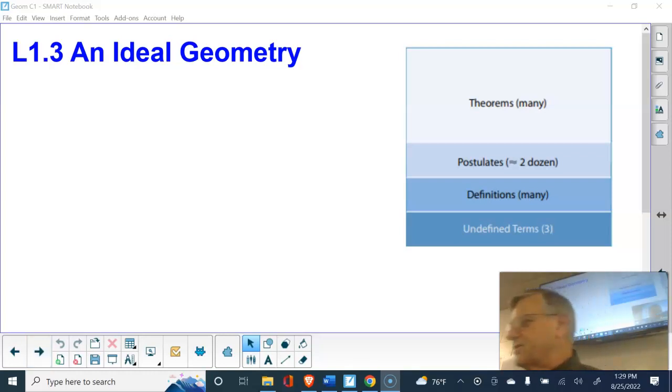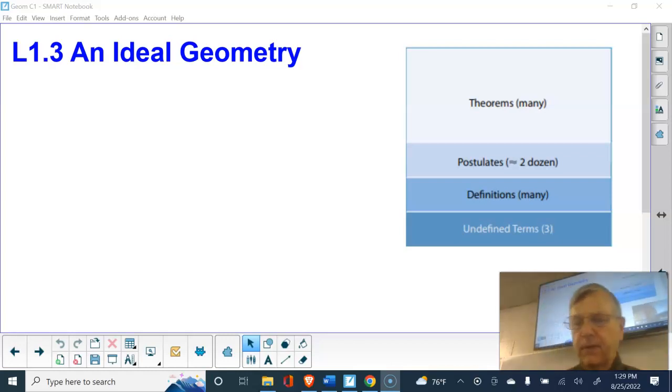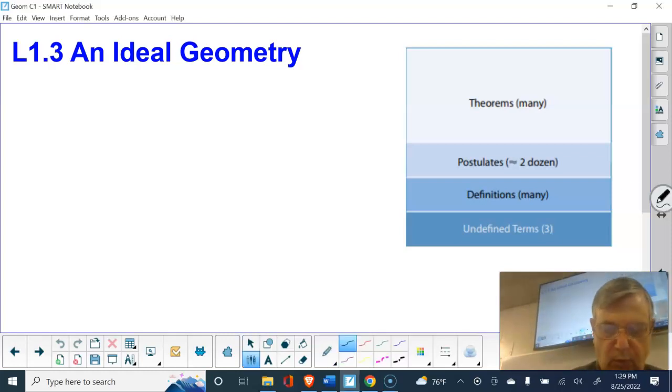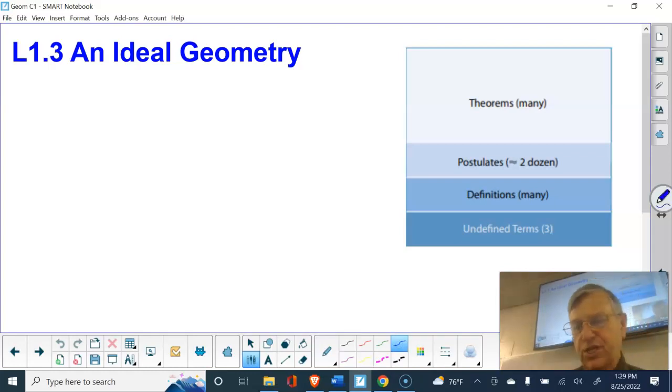All right, so this is lesson 1.3 and really a key lesson, so an ideal geometry. You guys will want to draw this little diagram here on the right-hand side, right? And what we're really doing is setting up what geometry is all about. So it doesn't have to be pretty and beautiful, but you want to write it, and then we'll talk about each individual part.